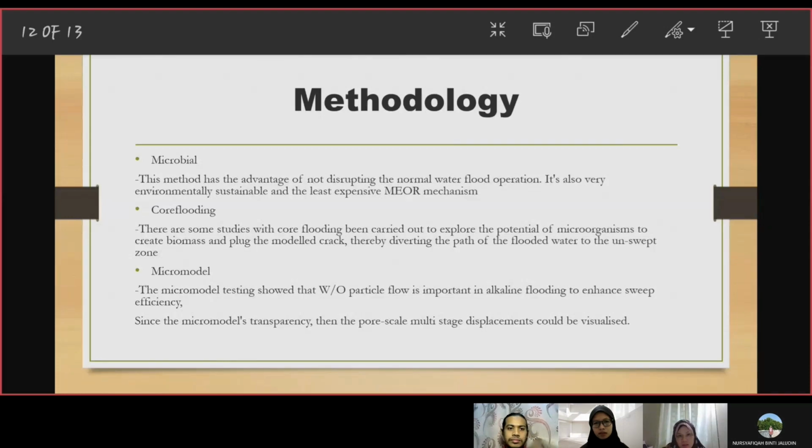Sebab yang ini pun awak masih cerita on the surface je, semua orang tahu, orang yang buat research dia tahu. Micromodel show that water oil particle flow is important, memang orang yang buat research dah tahu benda ni. Maknanya tak berbaloi kalau awak nak cerita benda yang orang dah tahu. Awak sepatutnya cerita intipati research tu sendiri, okay?